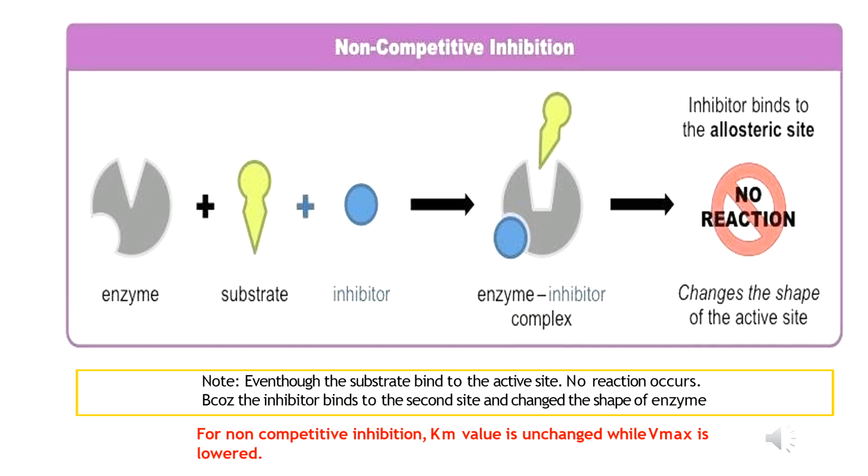So this is the representation of non-competitive inhibition. Here the enzyme having the active site and the other than active site. The substrate will bind to the active site of enzyme and the inhibitor binds to the site other than the active site. It will form an enzyme inhibitor complex. So there will be no reactions taking place and the shape of the active site will be changed.